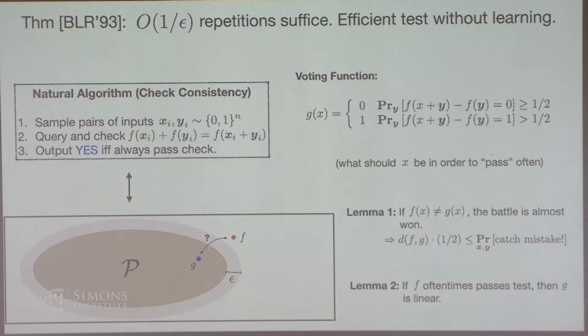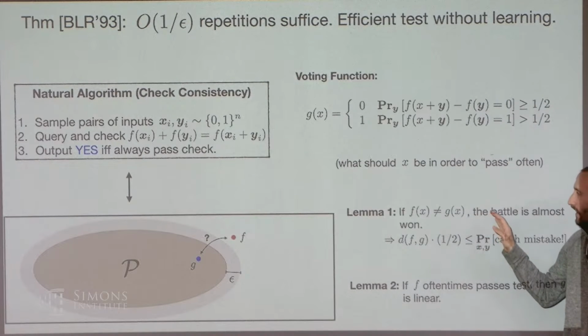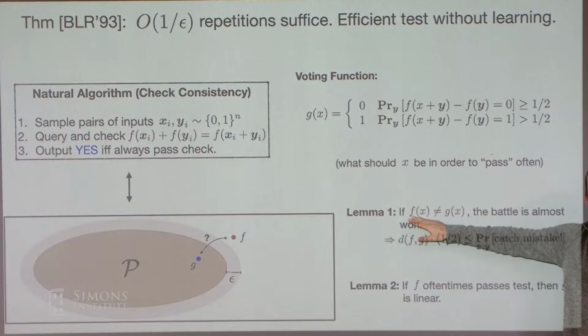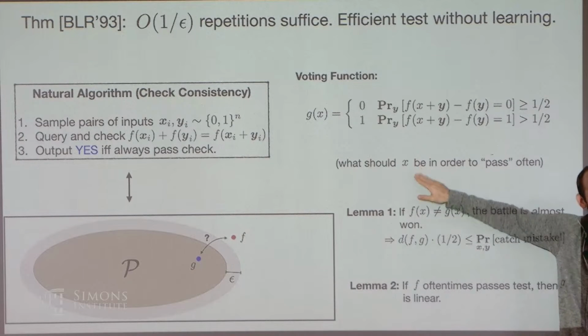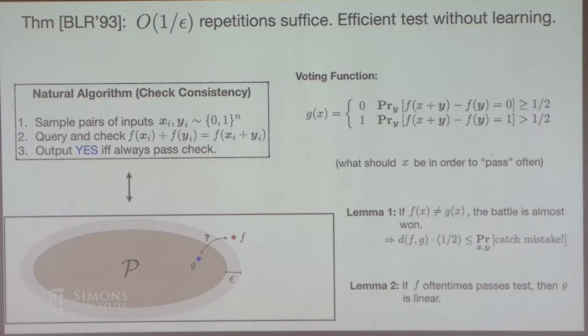And then the proof of this test really proceeds by two important lemmas. The first lemma you should interpret as saying, if your function f of x disagrees with what x should be in order for the test to pass, then you're in a pretty good case. This means that the battle is almost won. You've sampled a point, and that point would like it to be set to some value such that the test passes often. However, the function had set it to a different value, which essentially means that if you sample a random value, you will find evidence of nonlinearity.